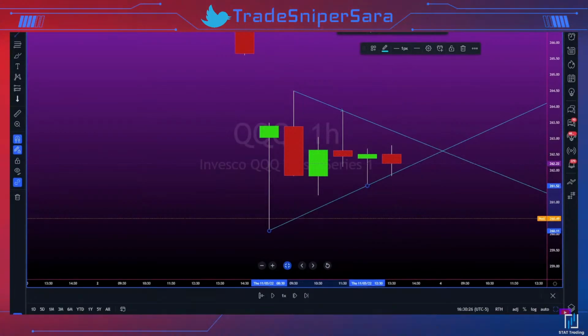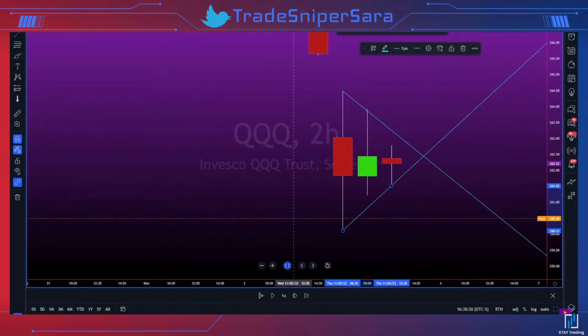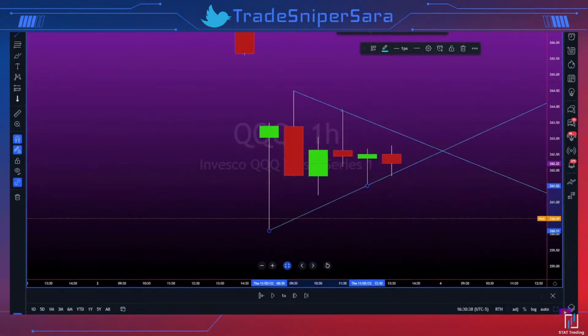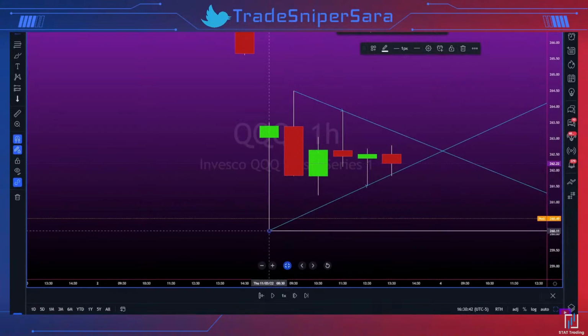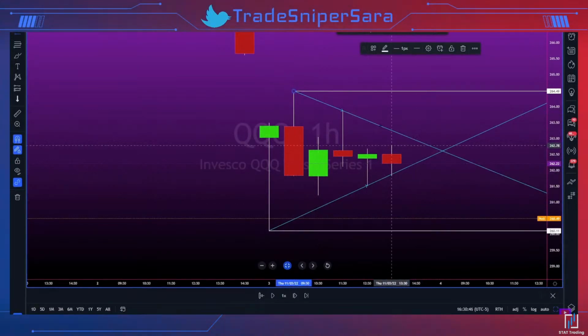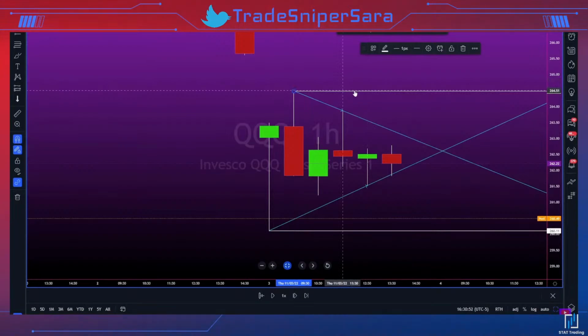So if you go to, let's say, a 2-hour chart, so you had double inside 2-hour candles. So looking at this, you have your low and you have your high, and price has been stuck in this range the entire day. So what do you do? How do you play it?